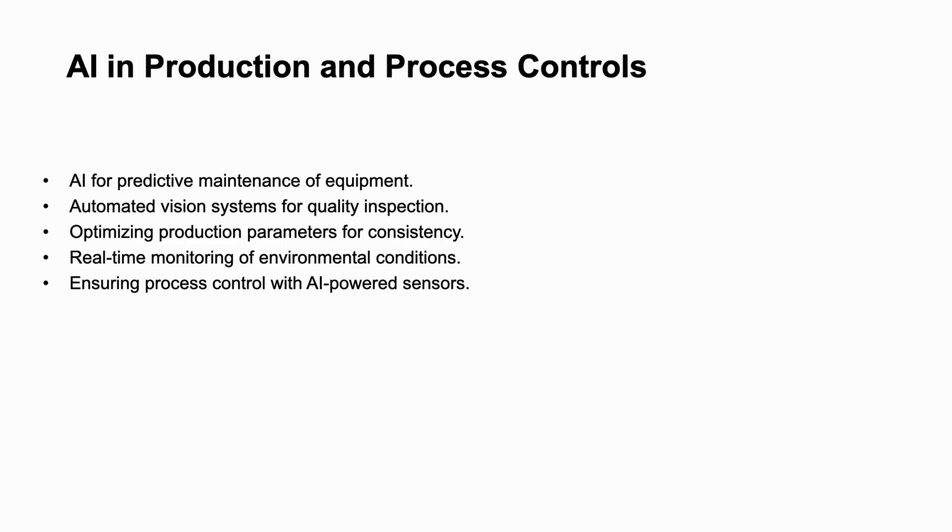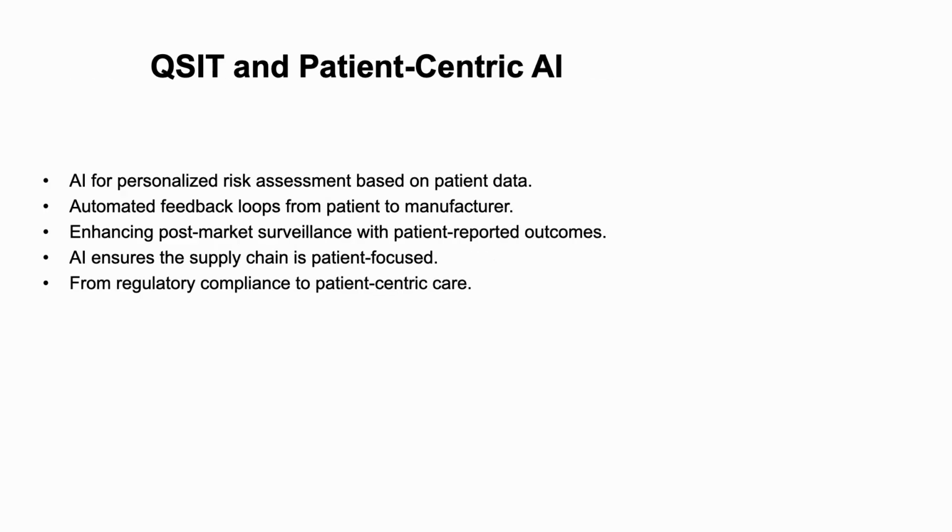Finally, AI-powered sensors can provide real-time monitoring of environmental conditions, such as temperature and humidity, which are critical for certain manufacturing processes. By integrating AI into production and process controls, manufacturers can ensure a higher level of consistency, quality, and compliance.